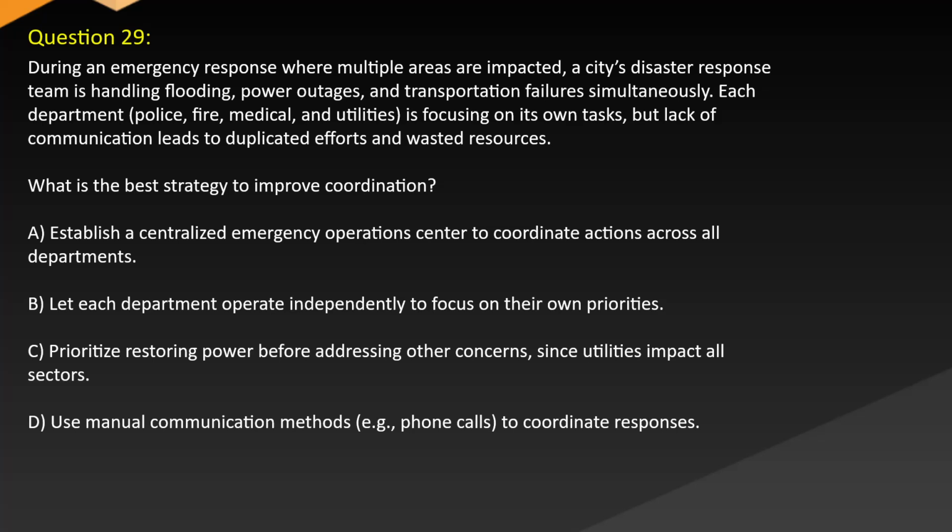Question 29. During an emergency response where multiple areas are impacted, a city's disaster response team is handling flooding, power outages, and transportation failures simultaneously. Each department, police, fire, medical, and utilities, is focusing on its own tasks, but lack of communication leads to duplicated efforts and wasted resources. What is the best strategy to improve coordination?